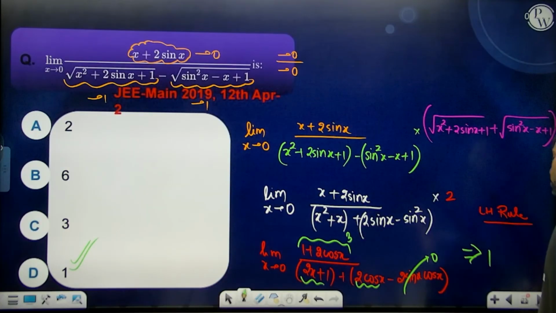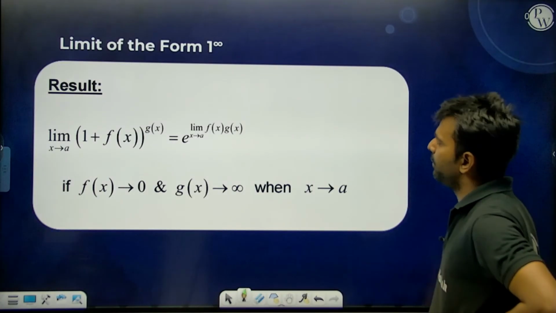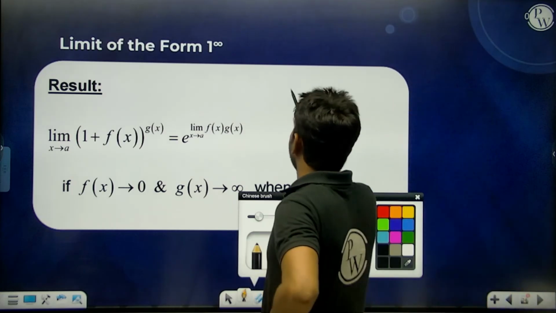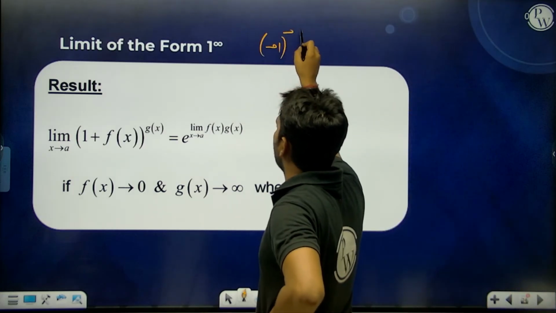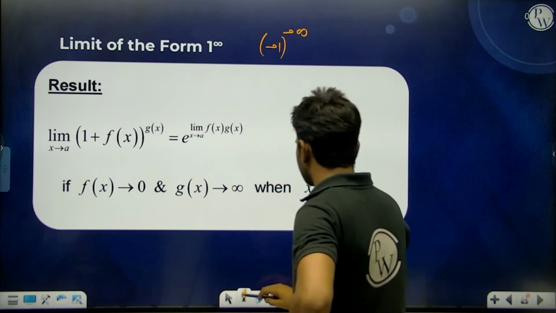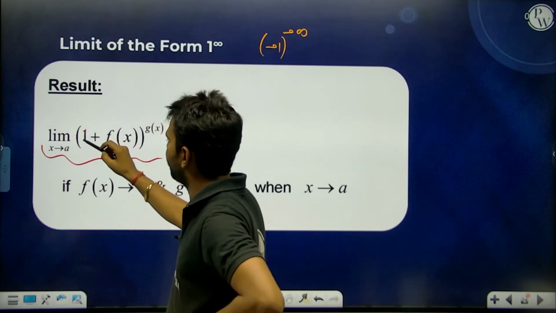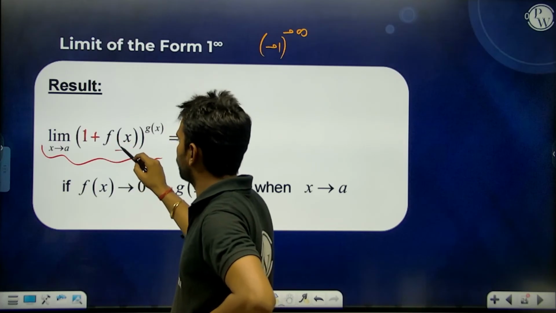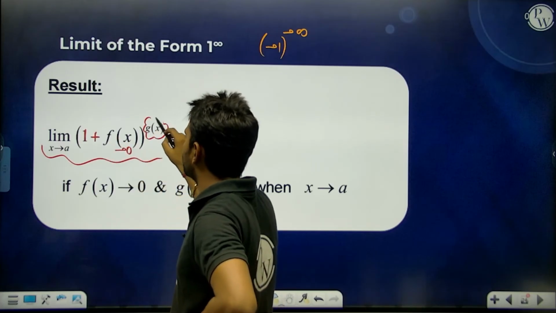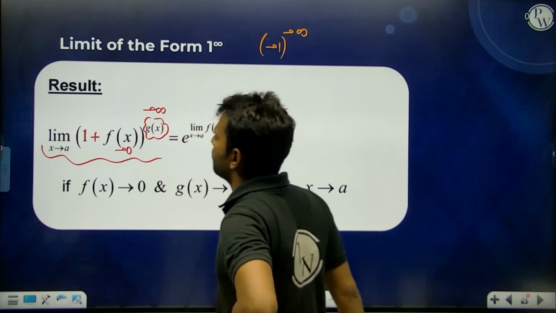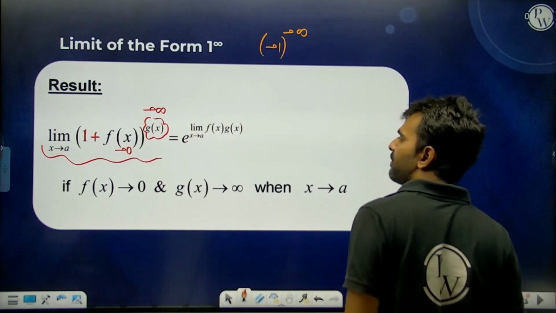This problem was asked in JEE Mains 2019. Limit of the form tending to 1 to the power tending to infinity. This is a very, very important category. Whenever such kind of a thing is given to you, over here this 1 is very important. If this thing moves towards 0 and if this power tends towards infinity, then the form is nothing but 1 to the power infinity.